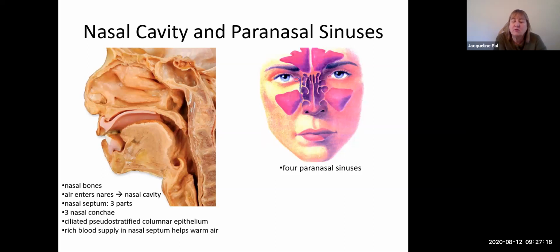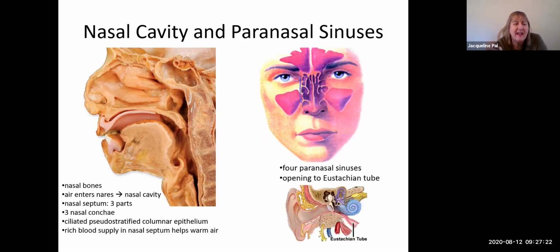So the air also will travel through the four paranasal sinuses, and as well in the nasal cavity right up here, we have the opening to the eustachian tube, which explains how germs can crawl up and get into the middle ear, because this is the only opening into that air-filled middle ear.